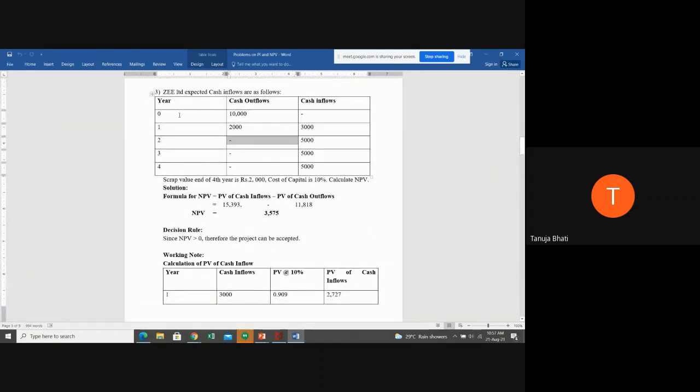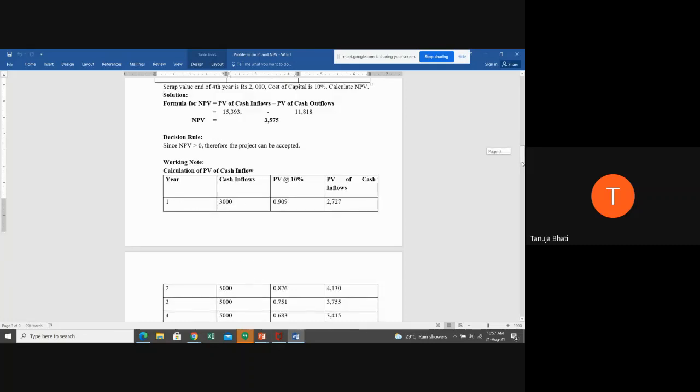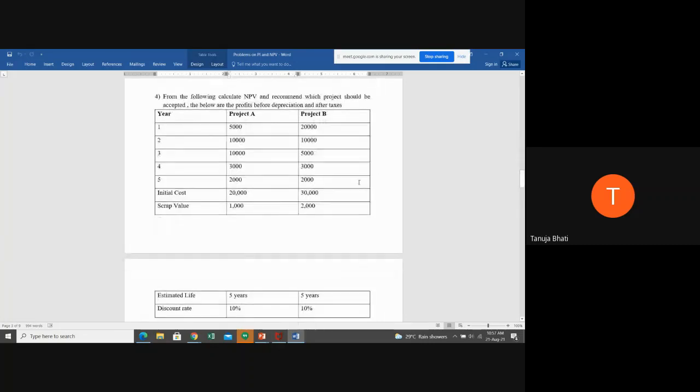If outflow is for year 0, the answer will be the same. PV will be the same. But suppose for year 1, 2, 3, they have given you outflows as well, then you have to do a separate working note for that. Now, problem number 4 is a little big problem which we may not be able to cover by 11. We will do this problem in the next lecture.